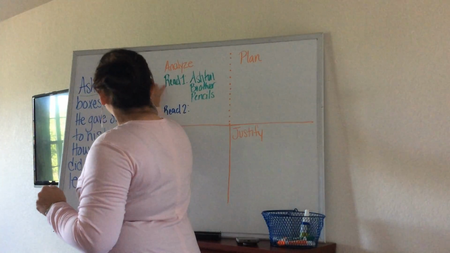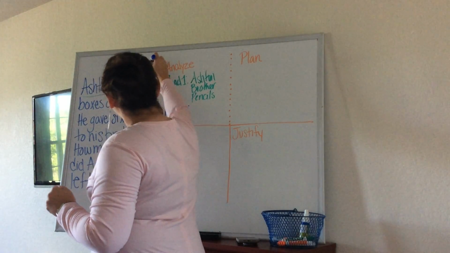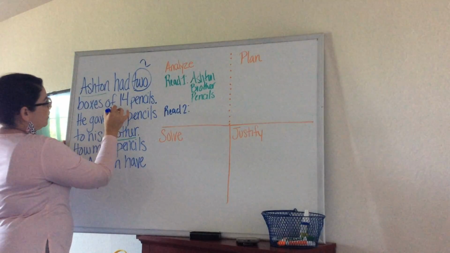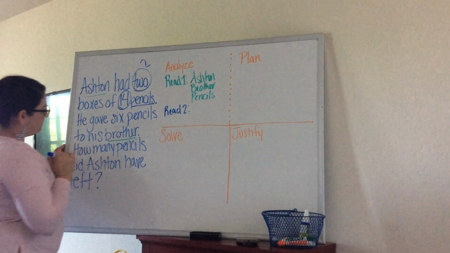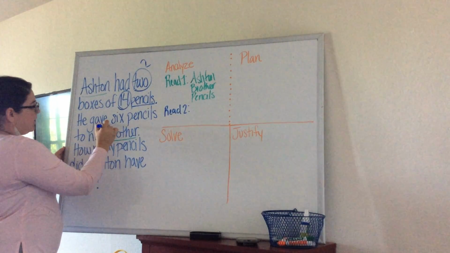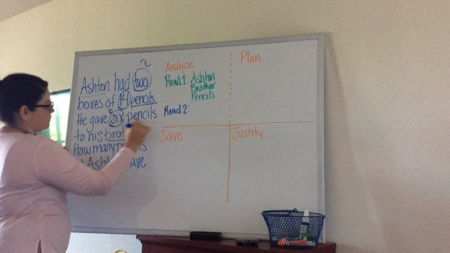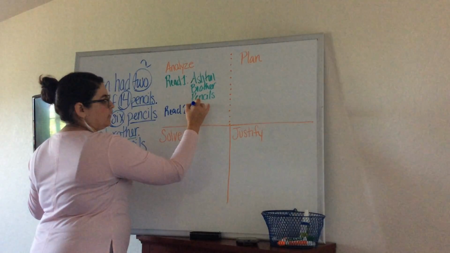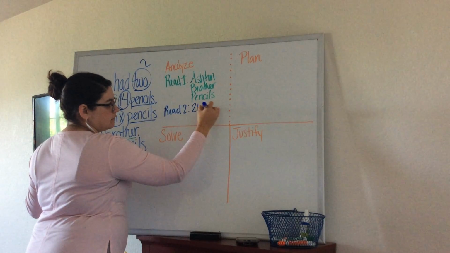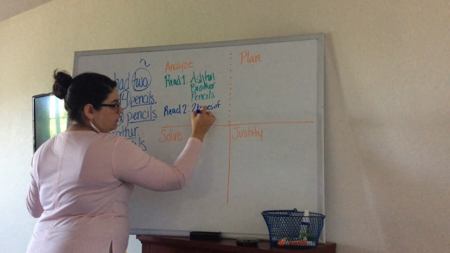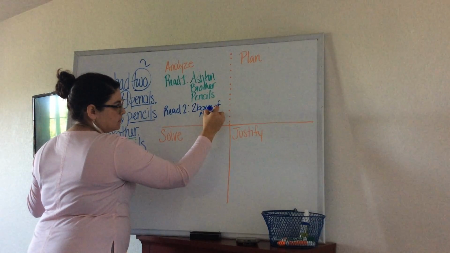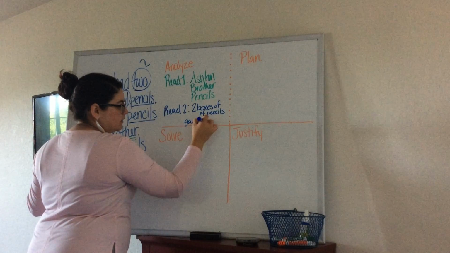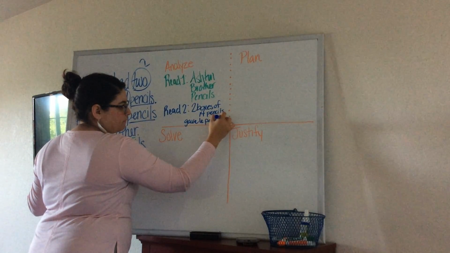So we know that this right here is our number 2. All right? We also know he had 14 pencils. He gave 6 pencils to his brother. How many pencils did he have left? So we know he had 2 boxes of 14 pencils. And we know that he gave 6 pencils to his brother.